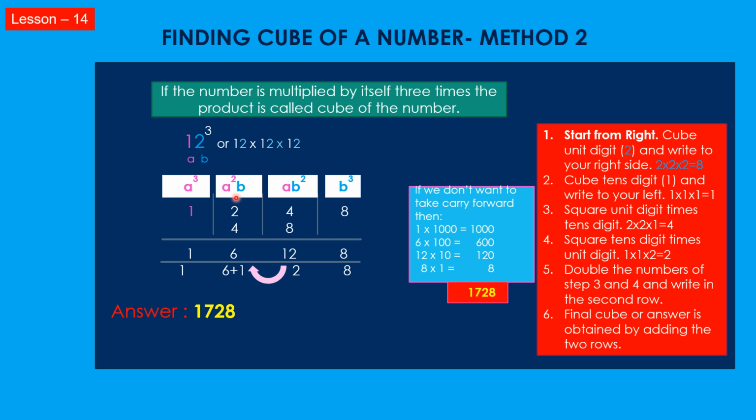In this column you do A square B. So A here is 1 and B here is 2. So A square is 1 square times B is 2. You get 2. So this is your first row. Then the next step is you double the numbers at second and third step. So the middle numbers you double. Here the middle numbers are 2, you double, you get 4, you double 4, you get 8.